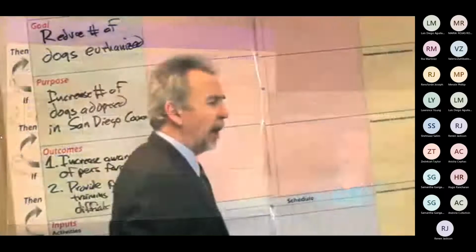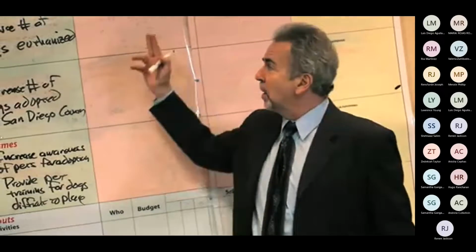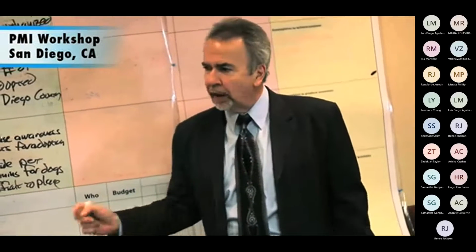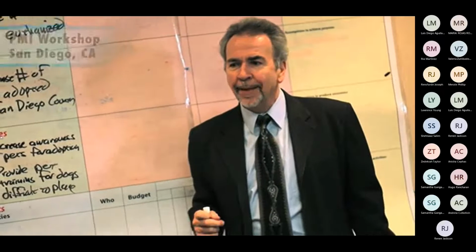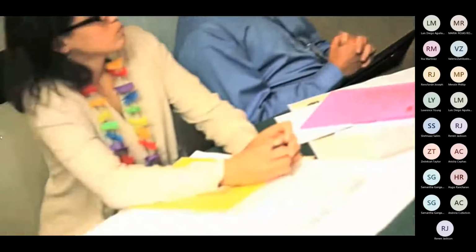I'd like everybody to help me here, coming up with some measures. What does this look like? How would we measure that we've reduced the number of dogs euthanized? Again, looking for quantity, quality, and time. Anybody? Look at past statistic. Say again? Past statistic. Okay, past statistic would be a means of verification.